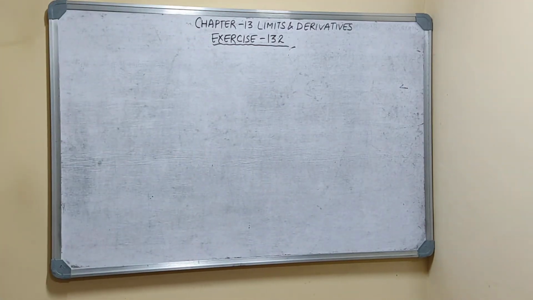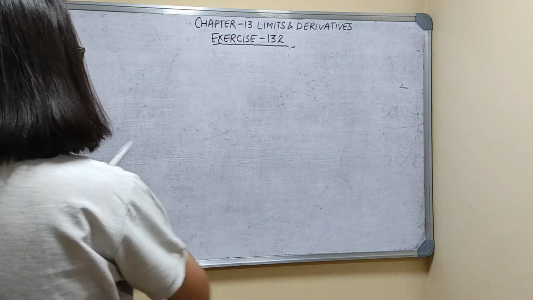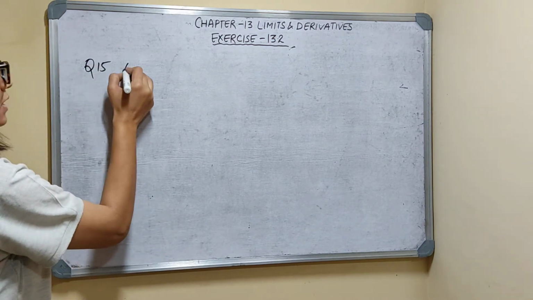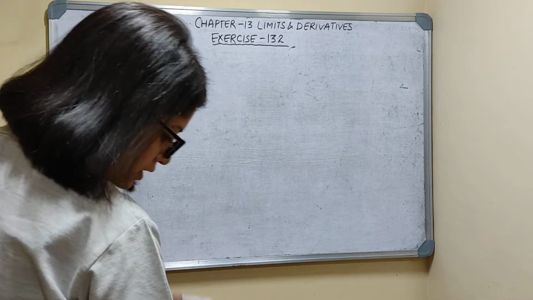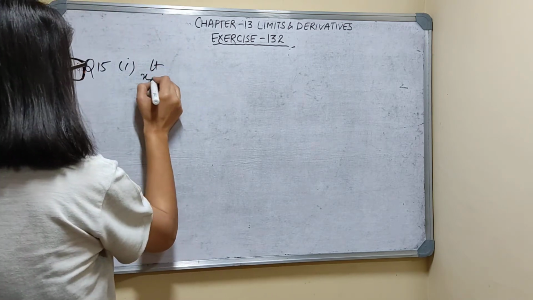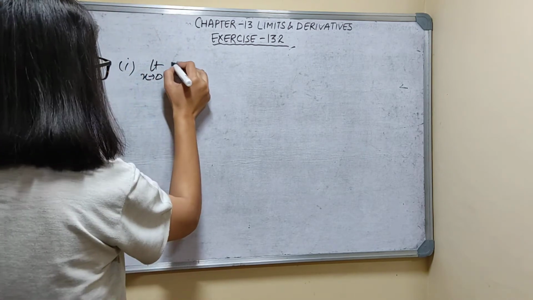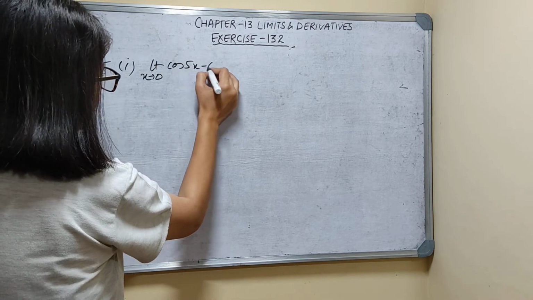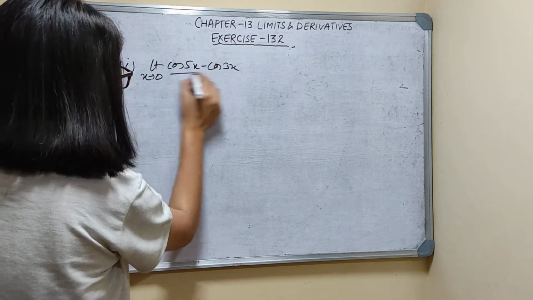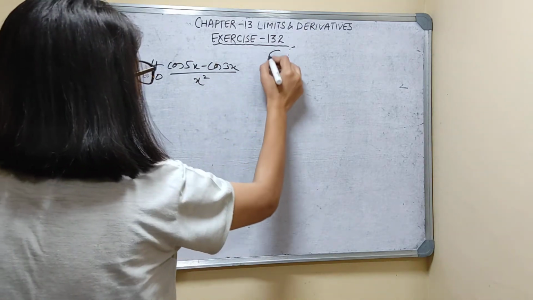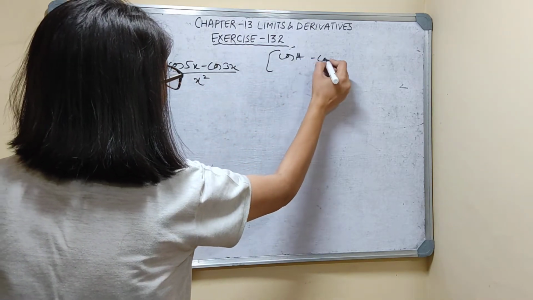Question number 15, first part. Limit x tends to 0, (cos 5x minus cos 3x) upon x square. Now you have to use the formula for cos A minus cos B.